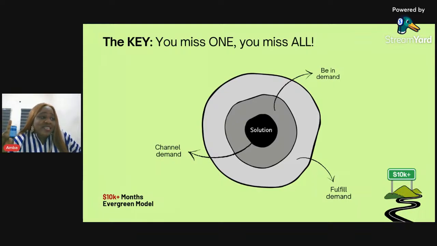Evergreen. If you miss one, you miss all. You can't afford to miss one. All three of them have to be dialed in. If you really want repeatable, consistent, predictable, evergreen 10K months, it is possible. These are the things to do.